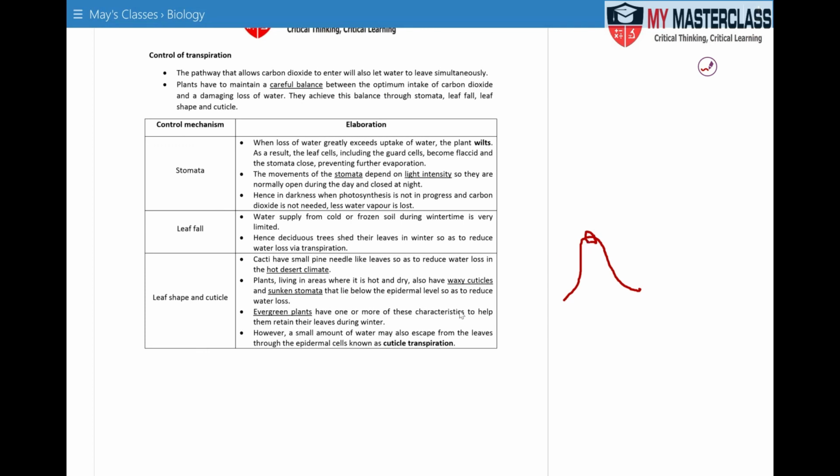Of course, some water will still leave through the epidermis. Not all can be prevented from leaving, and that is known as cuticle transpiration.